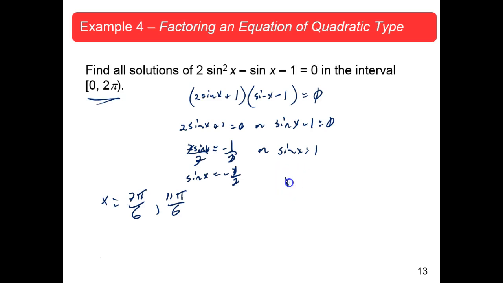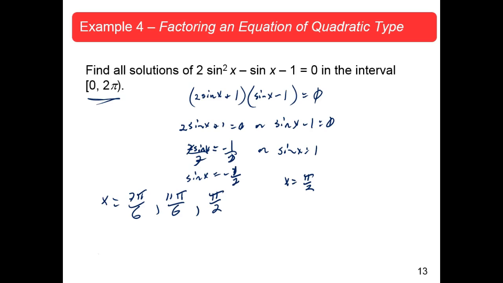Oh, that's at x equal pi halves. And that's the only place between 0 and 2 pi where that will be true too. So we add this to the mix, and there are your 3 possible places where that quadratic solution will be true. Okay?